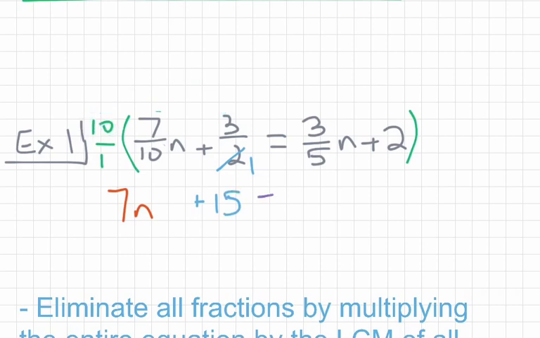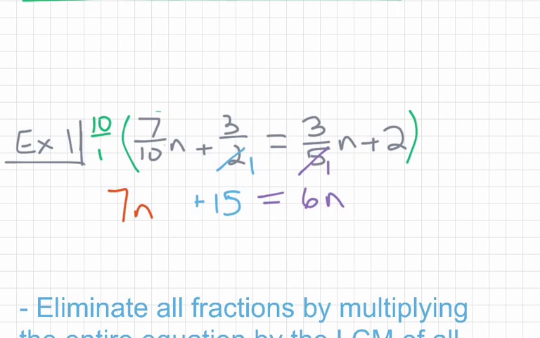Keep moving along. Going to bring down my equal sign. Now I'm going to take my 10 over 1 and multiply it by 3/5 n. So 10 goes into 5 twice, 5 goes into 5 once, and so we have 2 times 3 equals 6, and I don't forget to bring down the n.